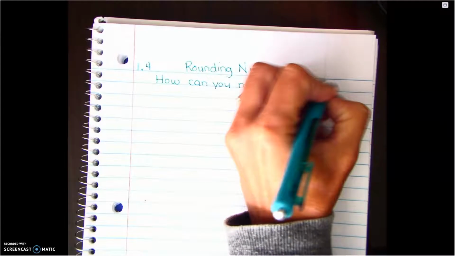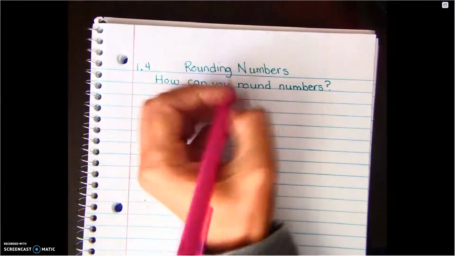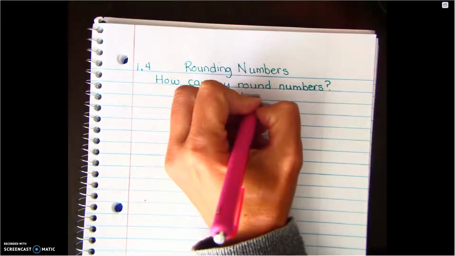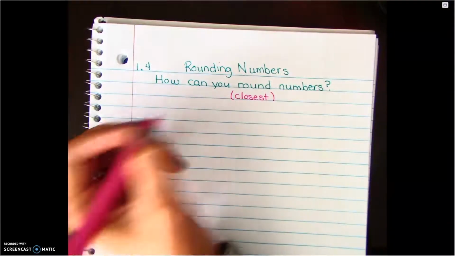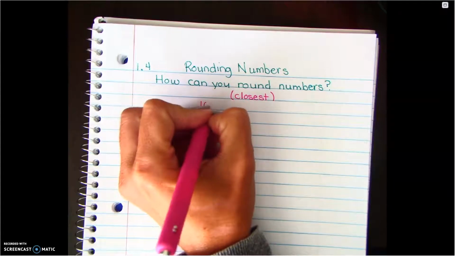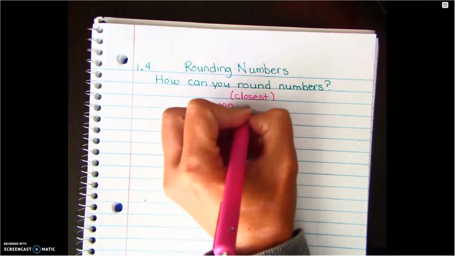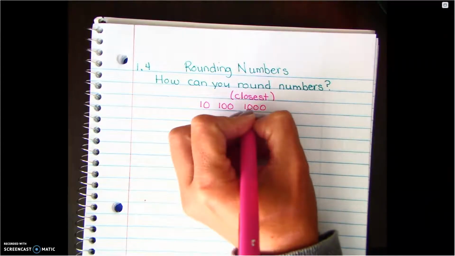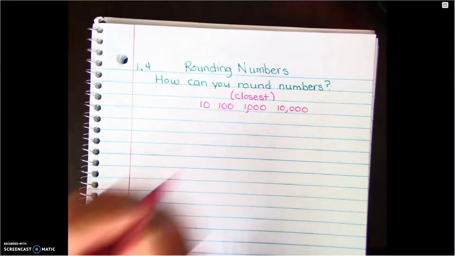Now the thing with rounding numbers, I like to think, when I think of round, I'm trying to think of what is closest. I want to know what that number is closest to. And it's usually, you're going to either see what tens is it closest to, what hundreds is it closest to, what thousands is it closest to, what 10,000 is it closest to if we get to our bigger numbers.